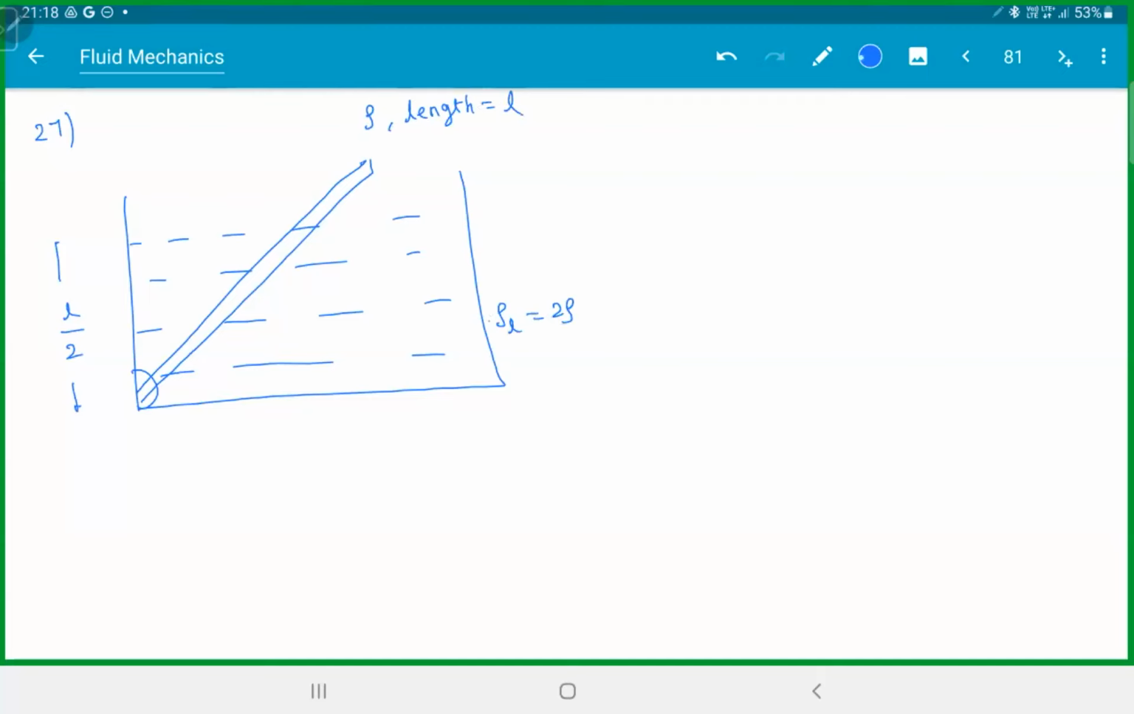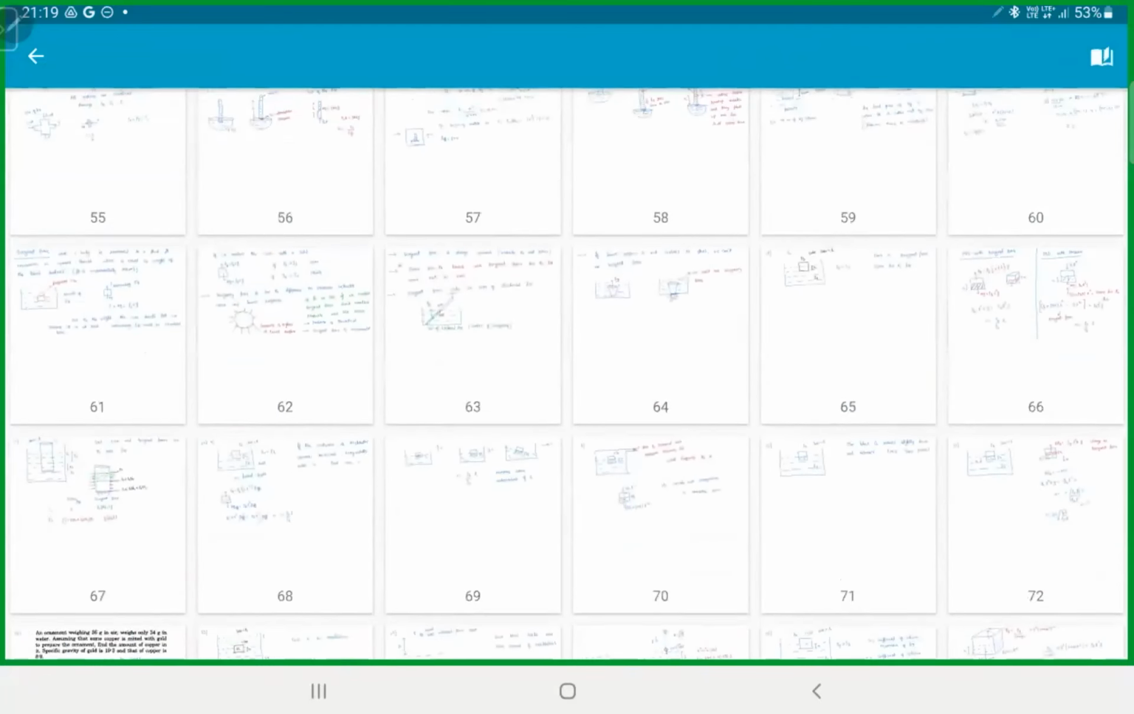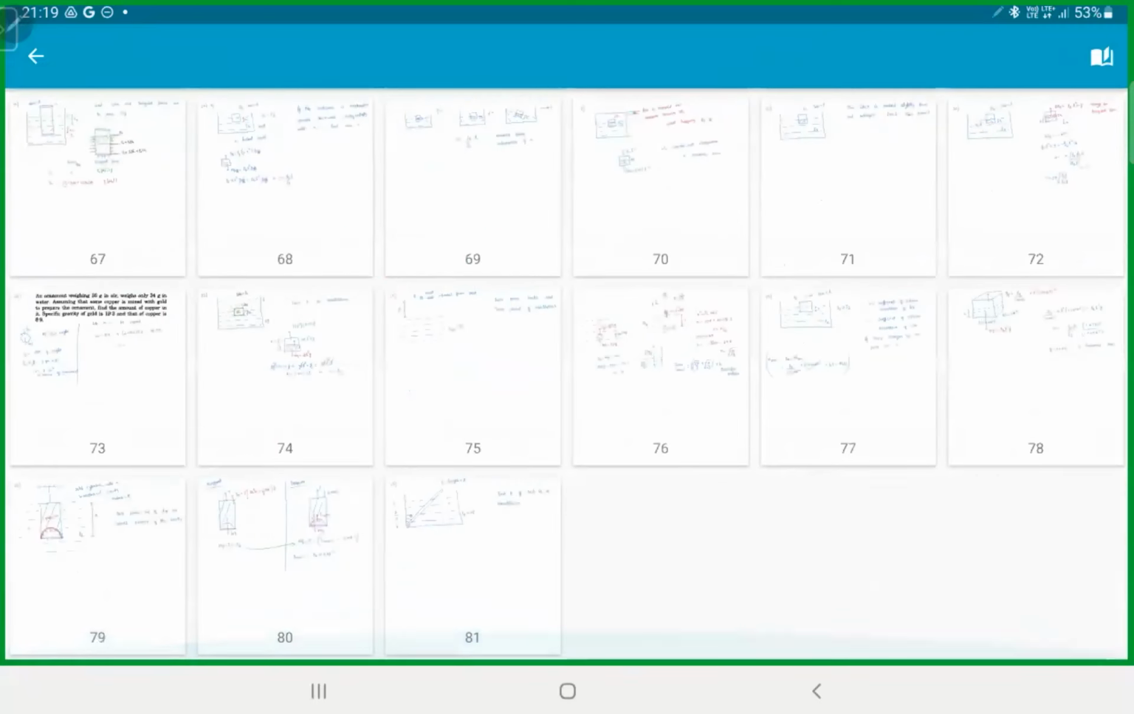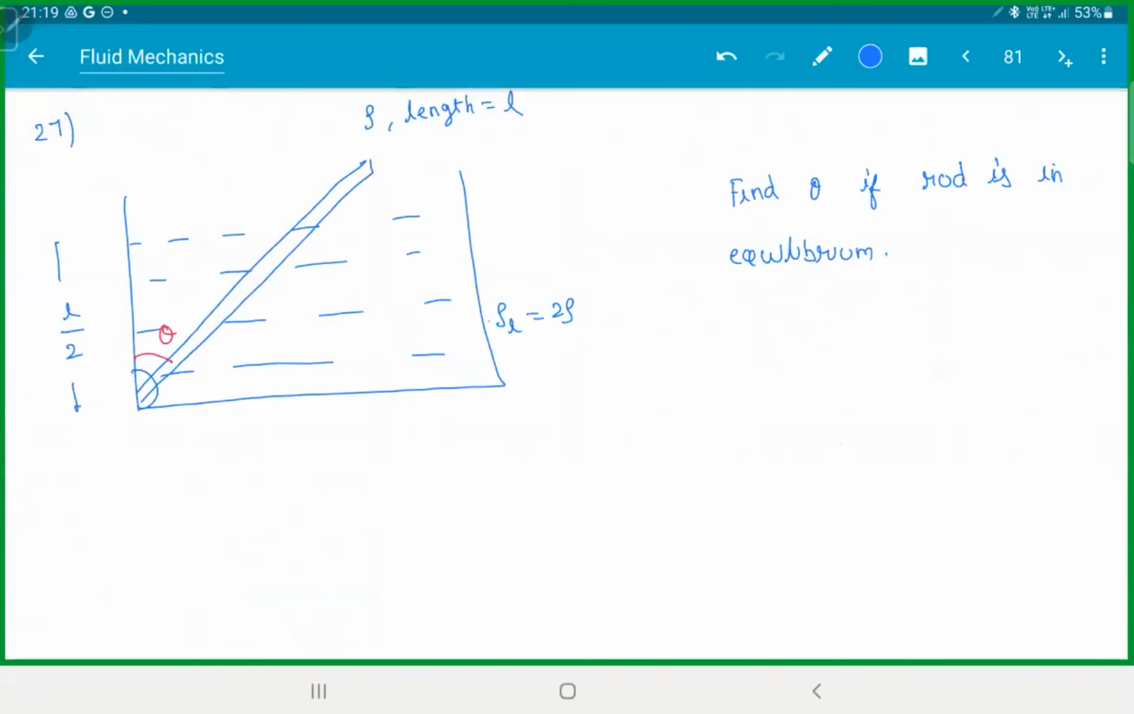So what will happen? The rod will float, right? Some part will be outside, some part will be inside. Find theta in equilibrium. Where does buoyancy force act? Remember that thing? Buoyancy force will act on the center of mass of the displaced liquid. I showed you with the diagram also, if you remember, last class. Yeah, this is the question. Try, 2 to 3 minutes.